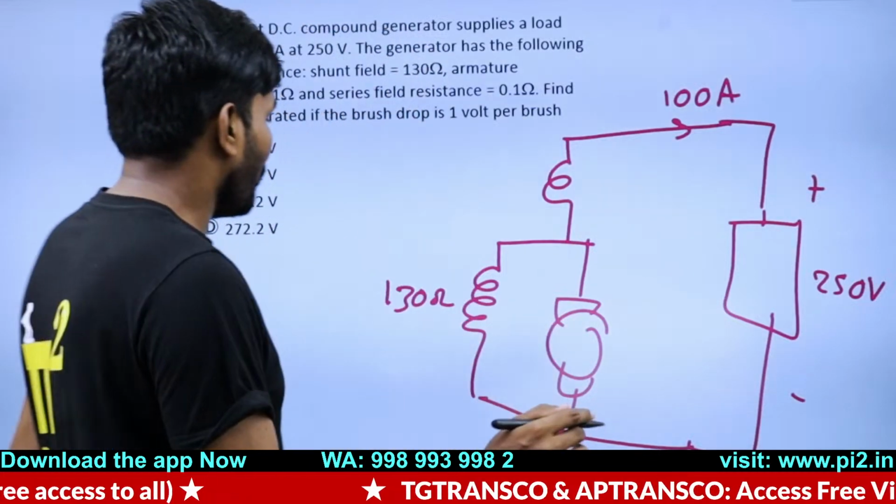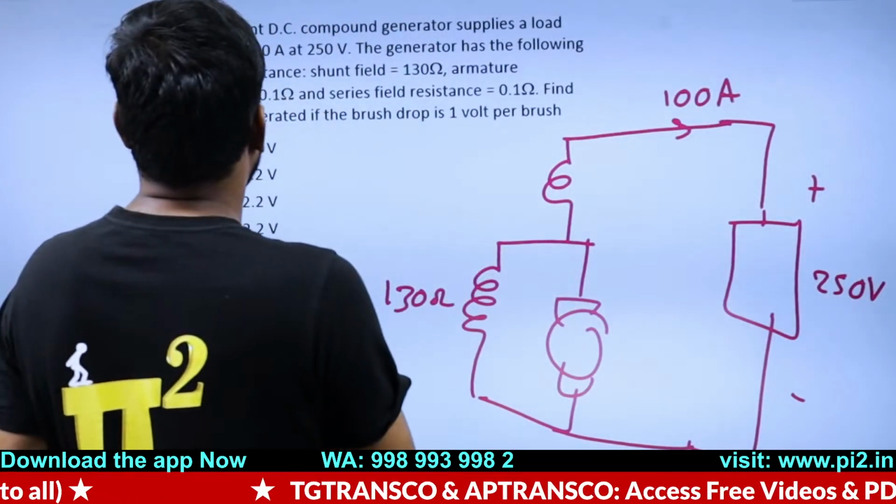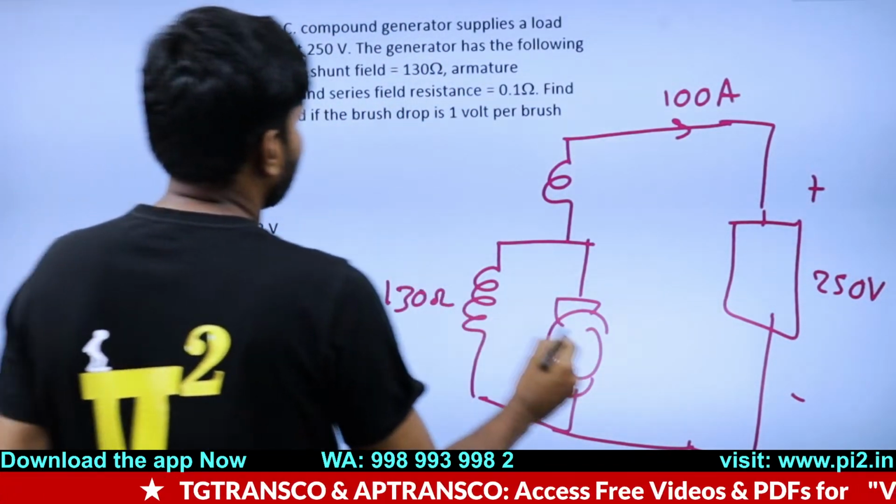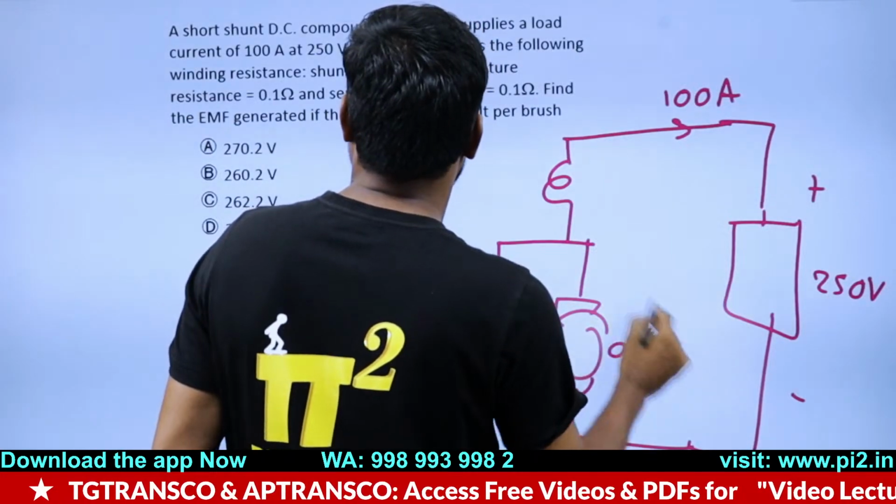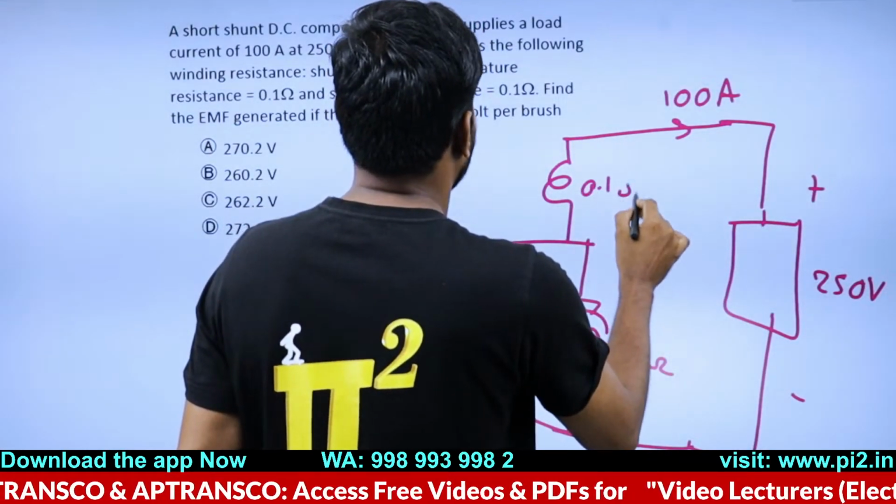Anyways, moving on, 130 ohms, and it is said armature winding resistance is 0.1 ohm, series field resistance is 0.1 ohm.